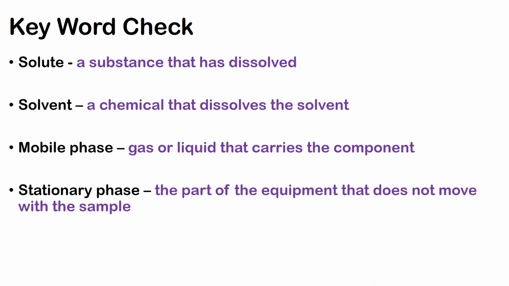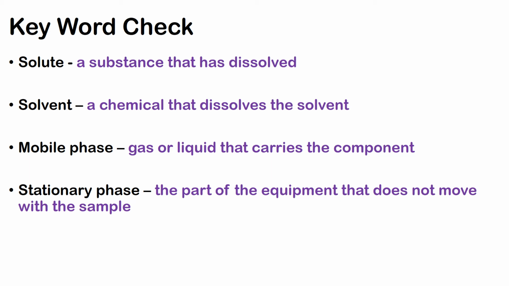Okay, so let's just double check a few keywords. So solute, what is a solute? Well, the solute is the substance that has dissolved. So in the example that I gave you before, it's the ink. That's the solute. The solvent is the chemical that dissolves the solute. So in this case, it would probably be water.